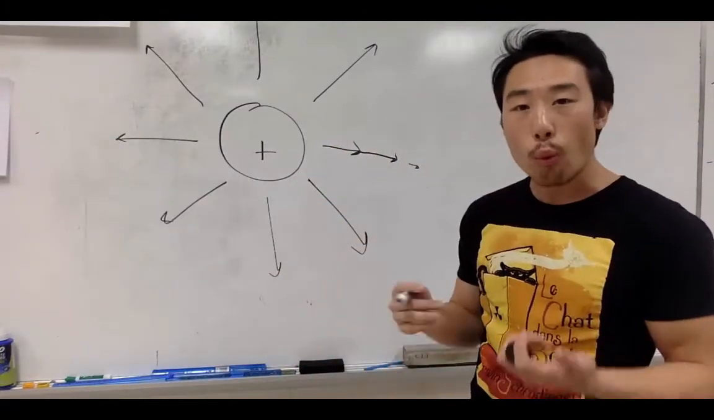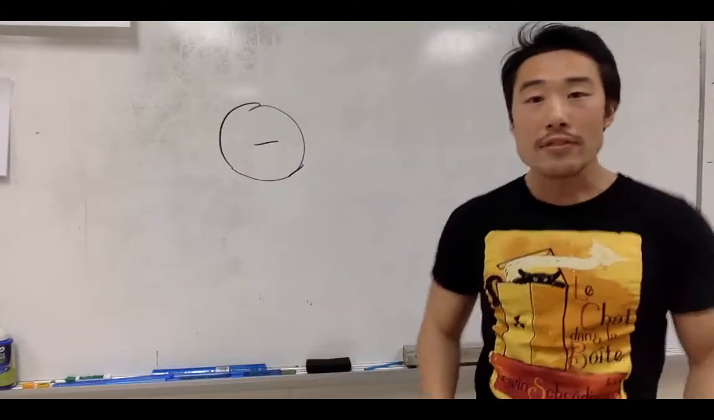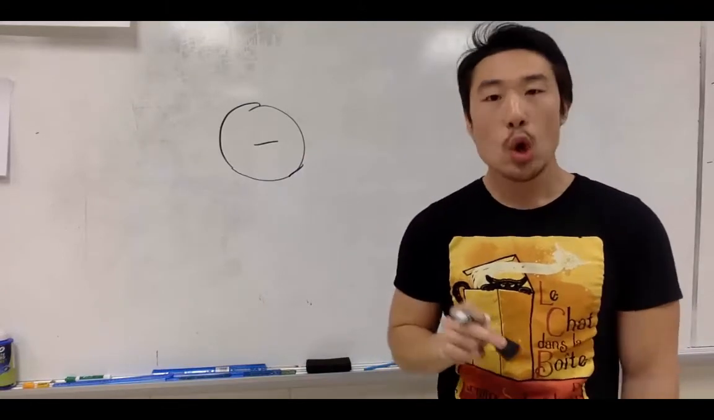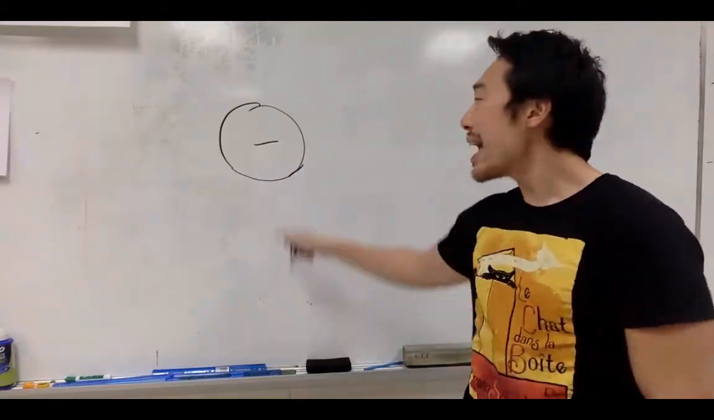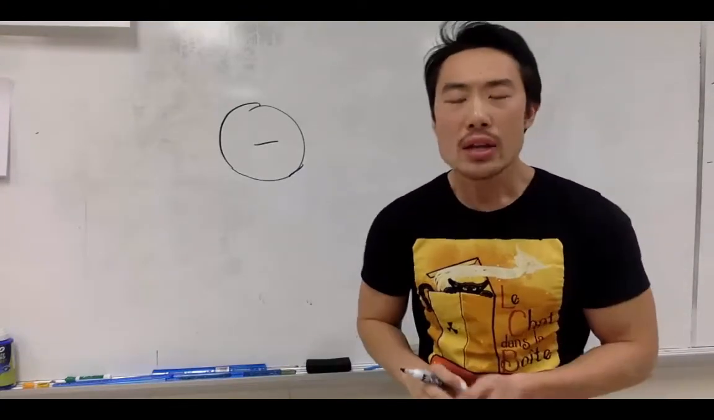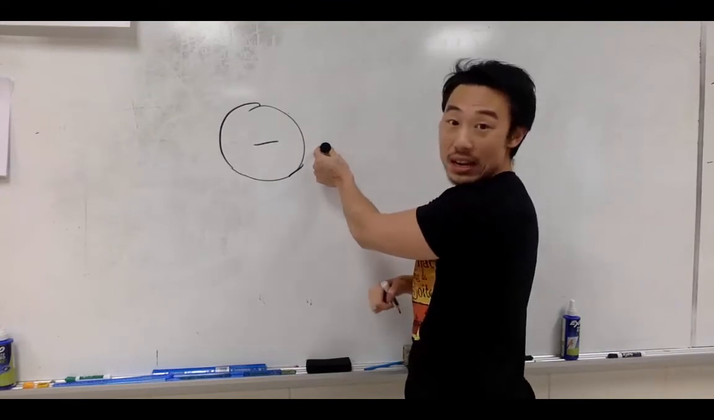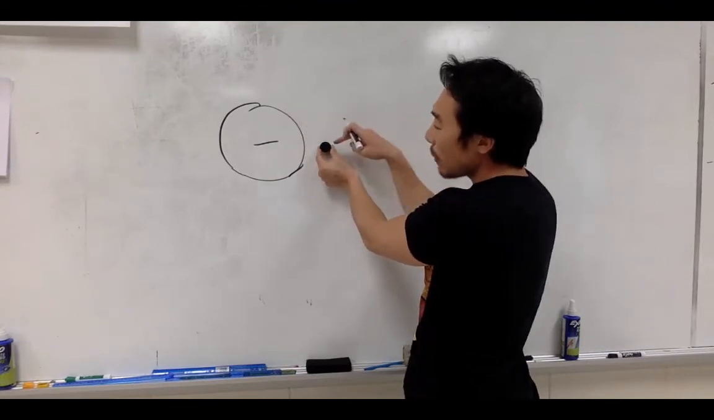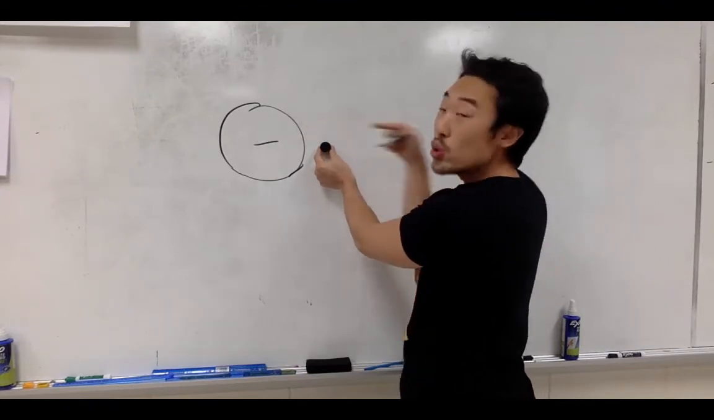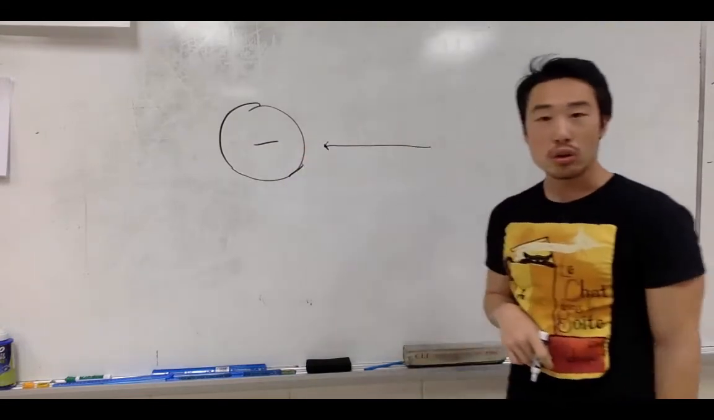Now, the same concept works with a negative charge. Here we have a negative charge and a positive test charge. We know that the positive test charge and the negative charge want to be with each other. They're attracted to each other. And so if I put this positive test charge to the right of this negative charge, this negative charge is going to pull this positive charge to the left. It's going to look like that.